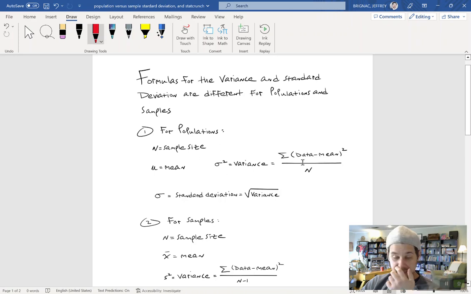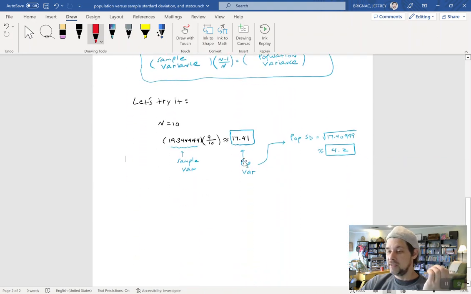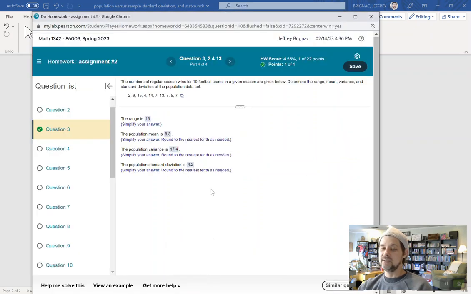Now, once you find the population variance, you can take the square root of that and find the standard deviation. So I've got the population variance. Here's the unrounded number, but I know that if I take the square root of that, I'll get the population standard deviation. I got 4.2, rounding that to 1 decimal place. So that's why I put 4.2 in there.